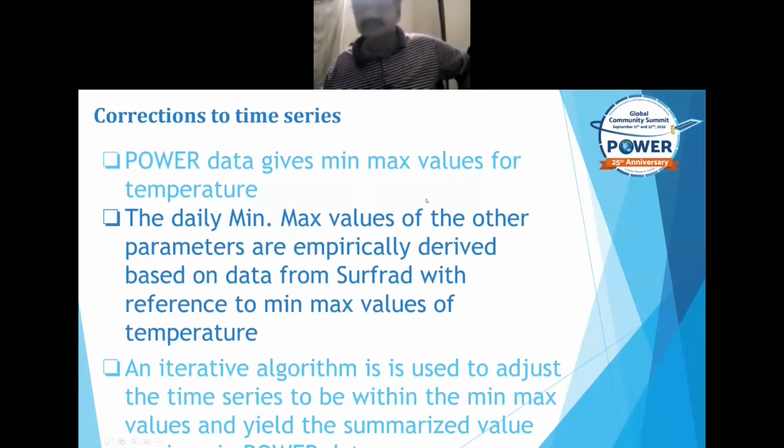Another correction is needed to fit the time series into estimated min-max values. The min-max values of all parameters are estimated in relation to the time series of min-max values of temperature. An iterative algorithm is used to fit a series into this time range.